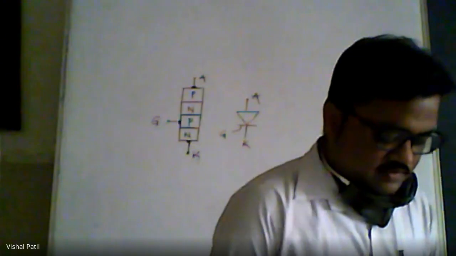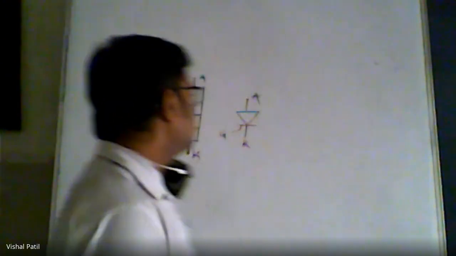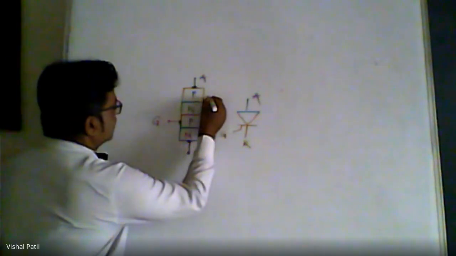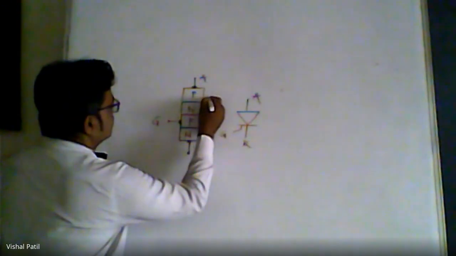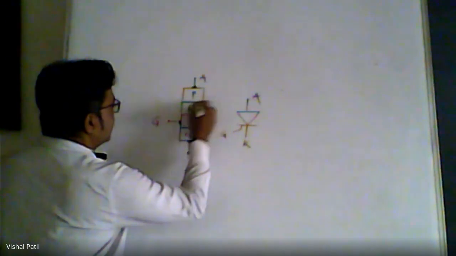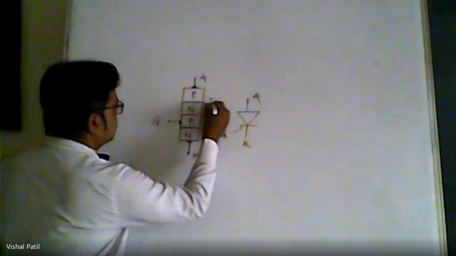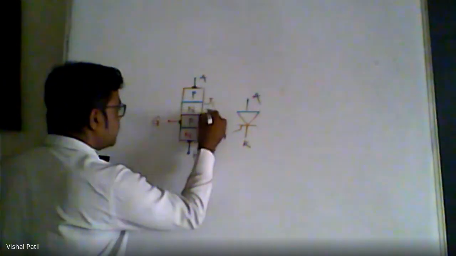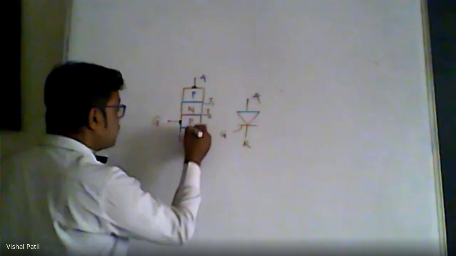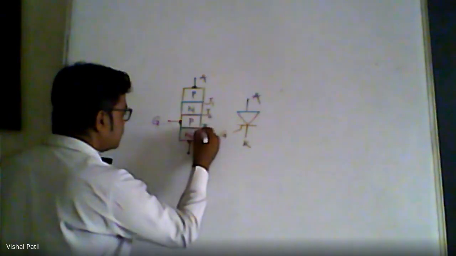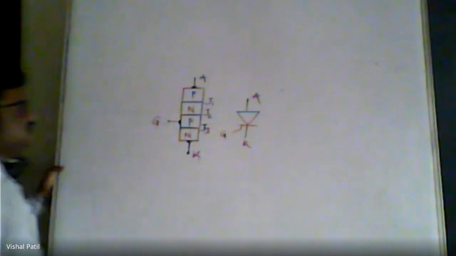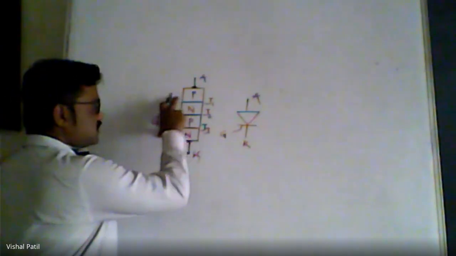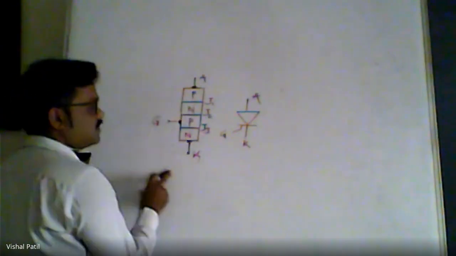So naturally, they'll form three junctions among them. You may refer to the junction between P and N as J1, then the junction between N and P as J2, and the junction between P and N again as J3. So we have three different junctions, four different layers, and three different terminals.